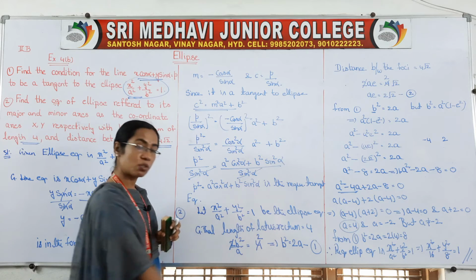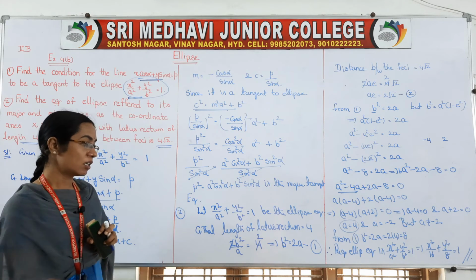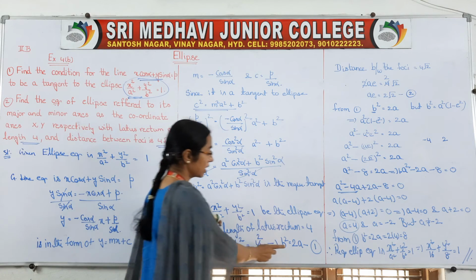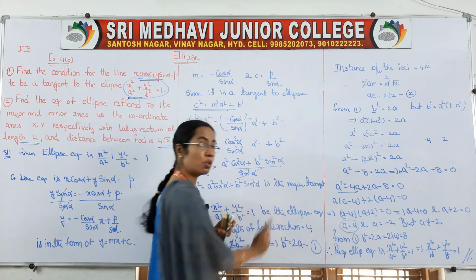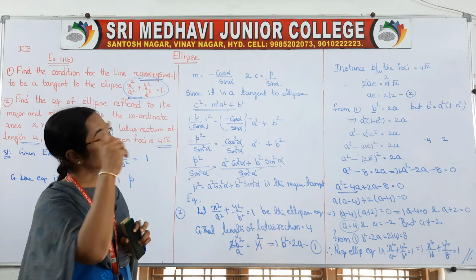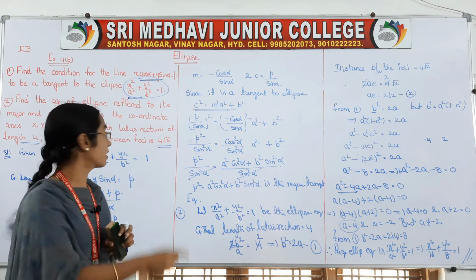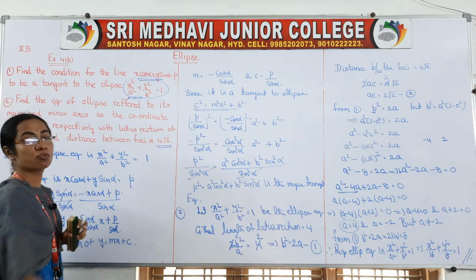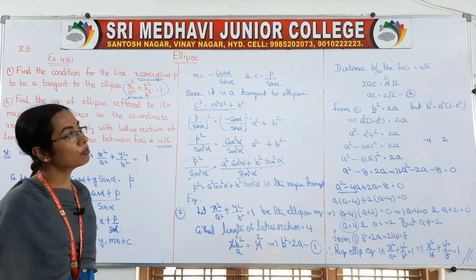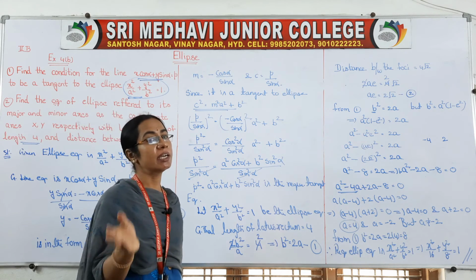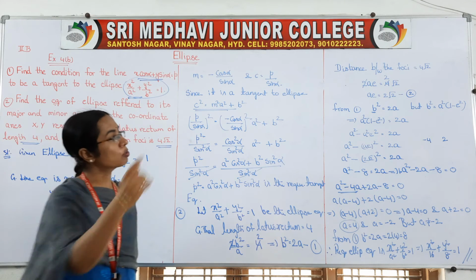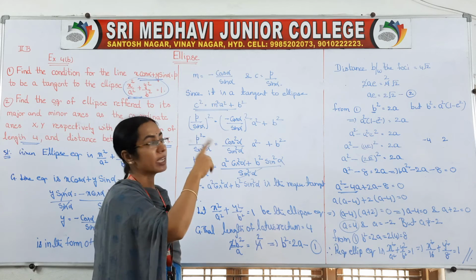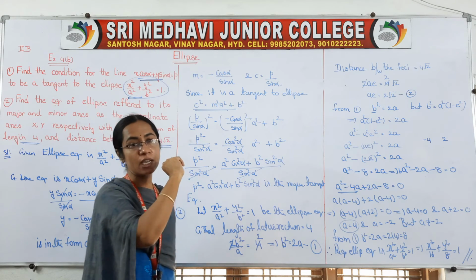So, 2 ones are 2, the 2s cancel. So b square is equal to 2a. From the first condition we got one equation, b square is equal to 2a. Next, the distance between the foci is given to us as 4 root 2. What is the formula for distance between foci? It is 2ae. So, 2ae is equal to 4 root 2. So, 2 twos are 2, ae is equal to 2 root 2 is the answer.